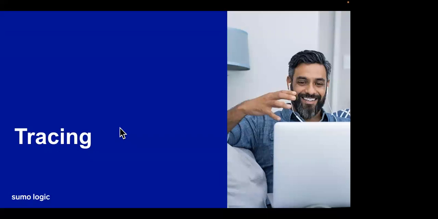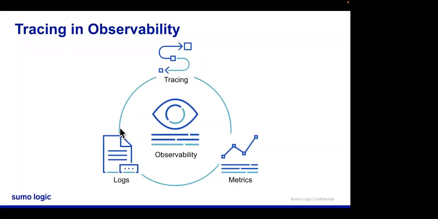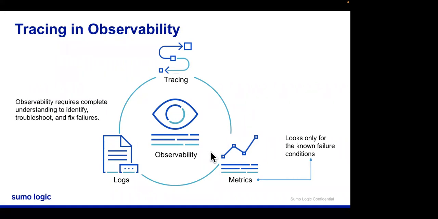And so we're going to talk now in exercise 2 about tracing. Tracing allows us to see what's going on as far as the transaction, all the steps that occur in a transaction. Metrics typically give us some measure of performance, and they look only for known failure conditions. So if I see a spike, then I'll use that metric to investigate it.